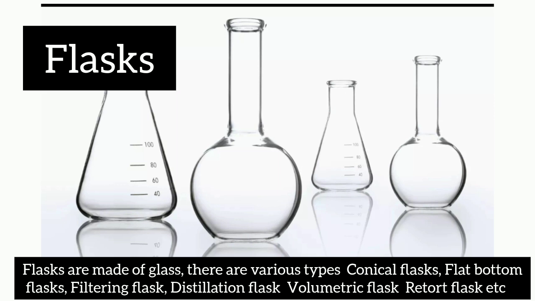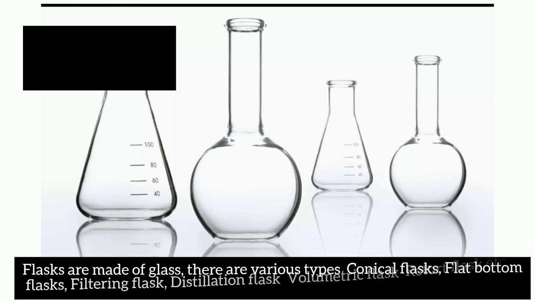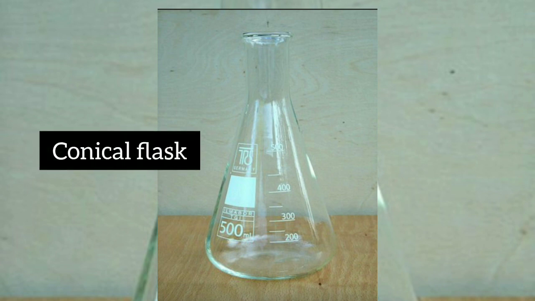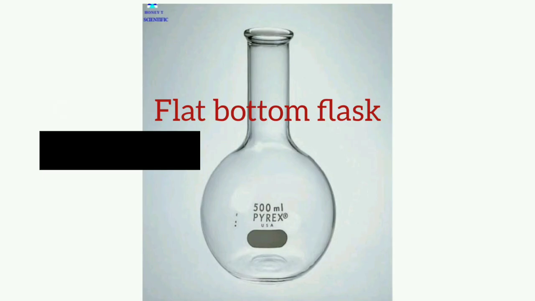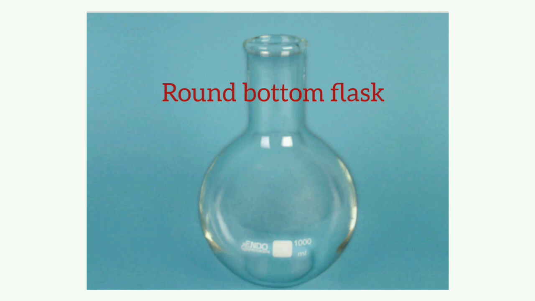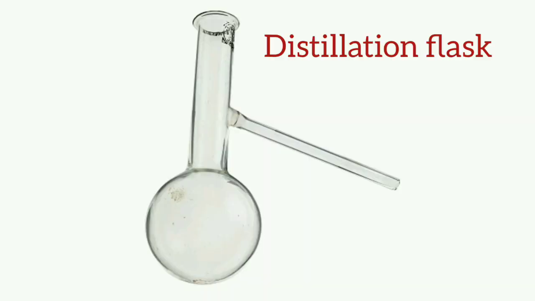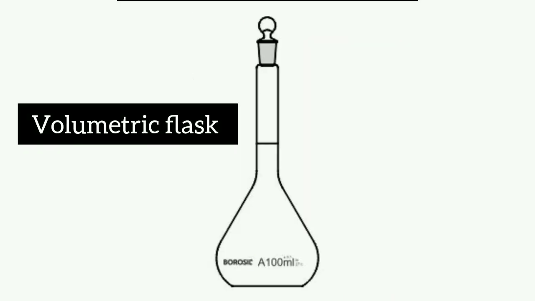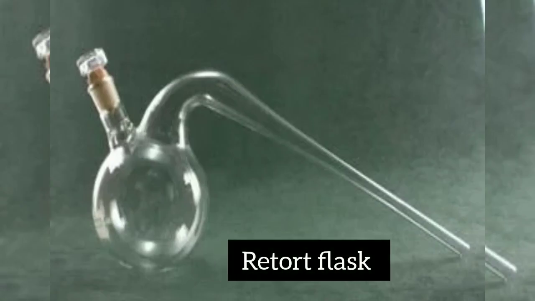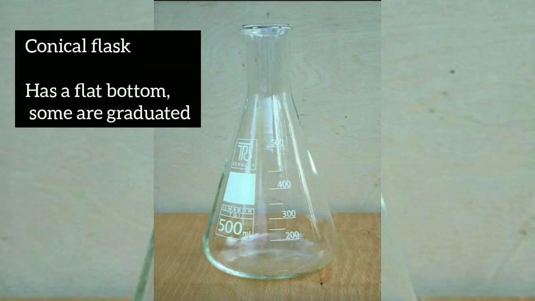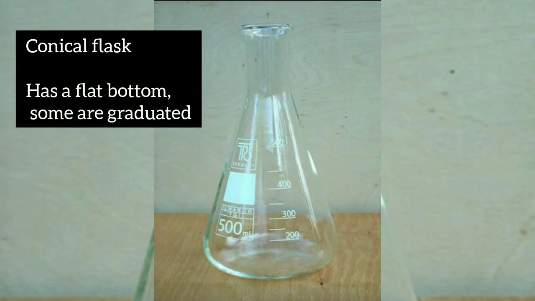Let's go to number 2, flask. Flasks are made of glass. There are various types. One, we have the one we call conical flask. We have flat bottom flask, round bottom flask, filtering flask, distillation flask, volumetric flask, and lastly we have retort flask. Let's look at the first one, conical flask.